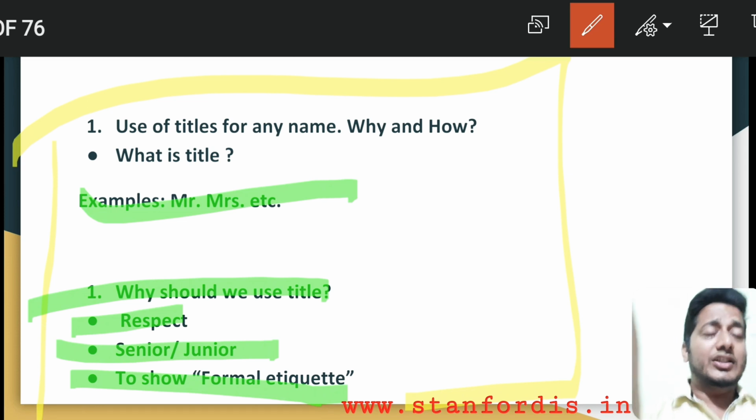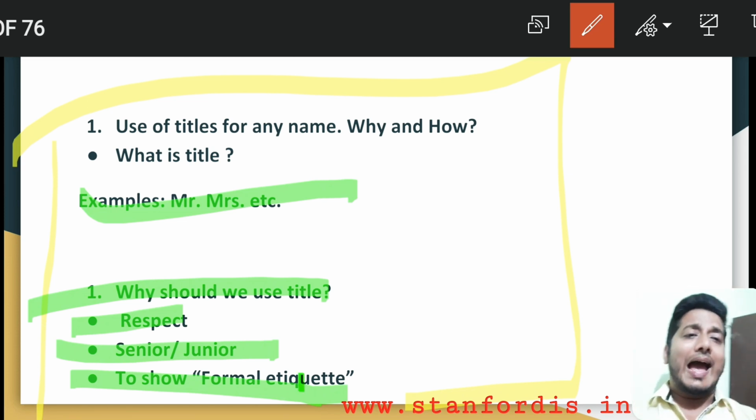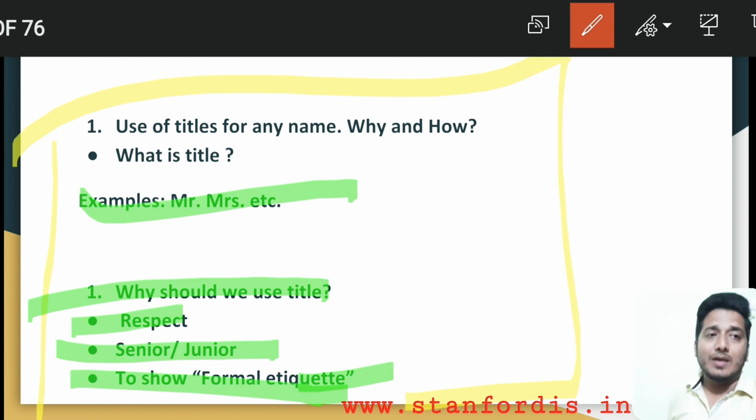Third thing, it shows a formal etiquette. It shows a formal etiquette, that you know the manner of talking, that how should we talk.